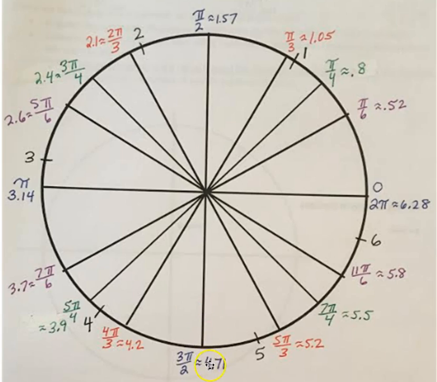Also, 3 pi over 2 is 4.7. So when you get a little bigger than 4.7, you're into quadrant 4. Having a good sense of where the radians are located is going to help you later on when we talk about sinusoidal functions. So those are the things I wanted you to notice for radians on the unit circle.